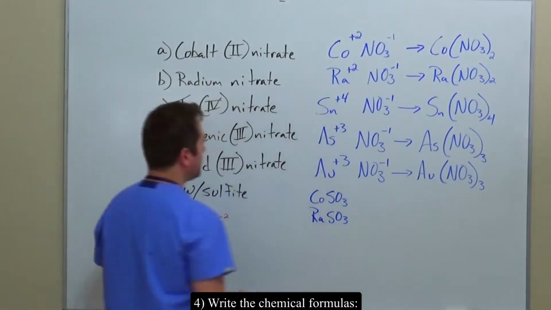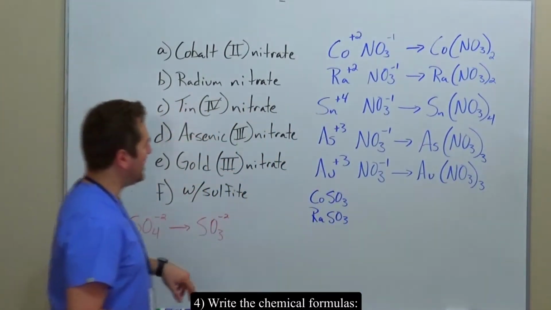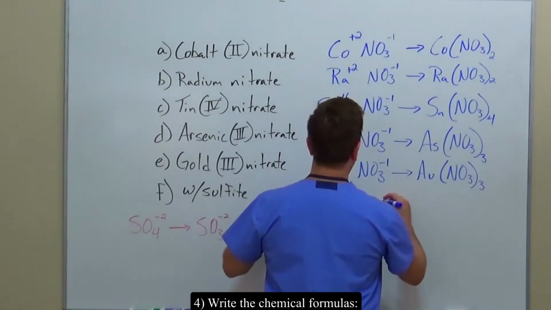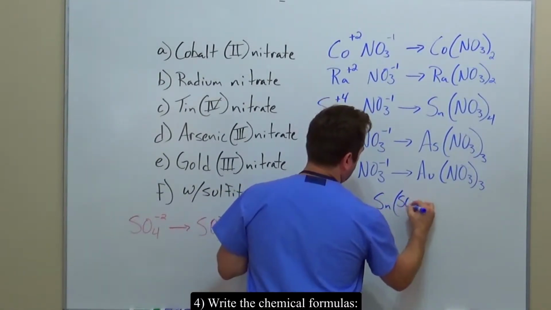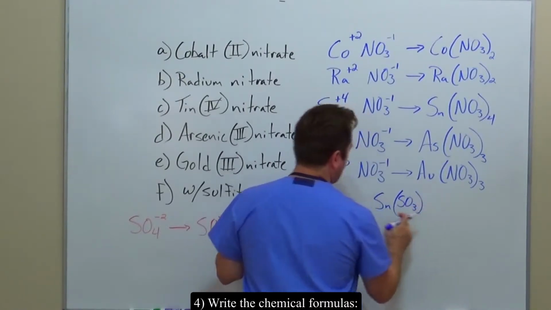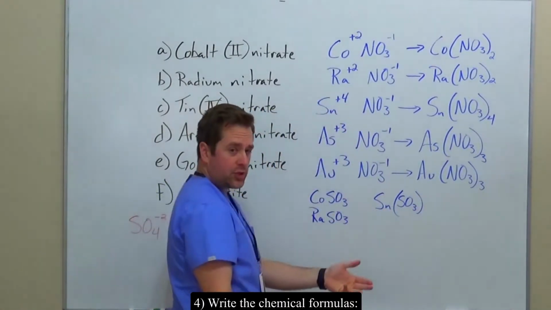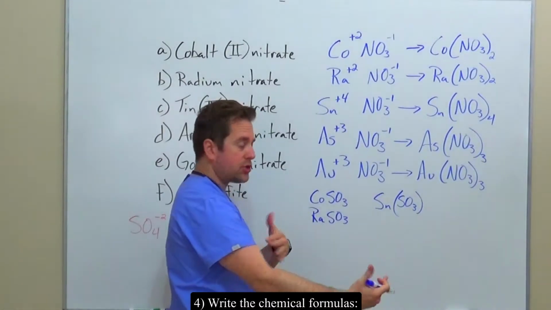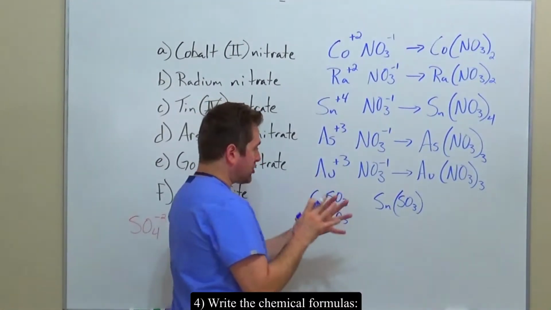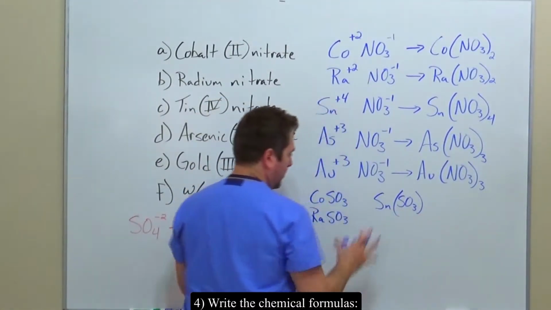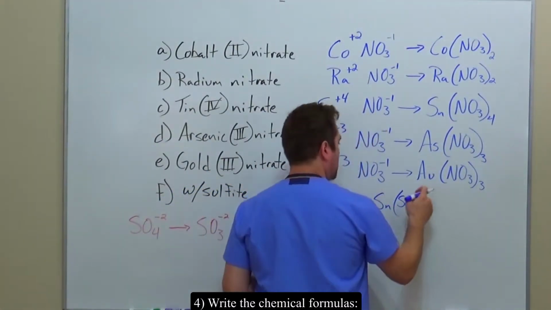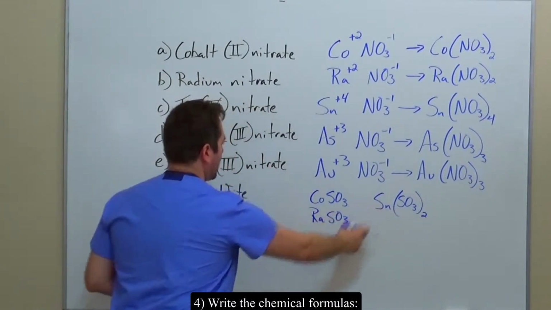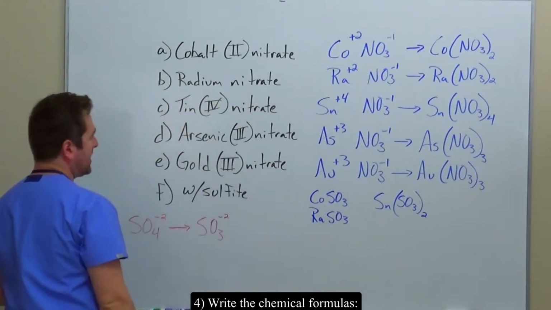RaSO3. Awesome. Next, tin 4. So we have Sn. And now we're going to have to use parentheses for our sulfite because the tin has a +4 charge. We need a -4 charge in total from our sulfite, or our anion within this molecule. So how many of these do we need? We just need 2 because 2 times -2 is -4. That cancels out the +4 on the tin.